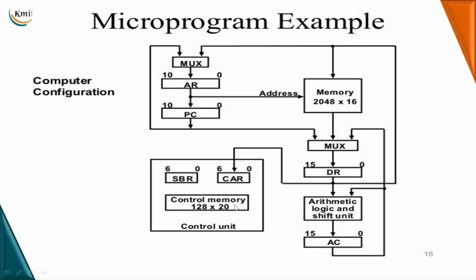So the control memory is capable of storing micro instructions at different addresses of your control memory. Apart from that, there is also a subroutine register SBR, and control address register CAR. These are of size 7 bits, starting from 0 to 6. If you look at the control address register, it takes the input from the address register.